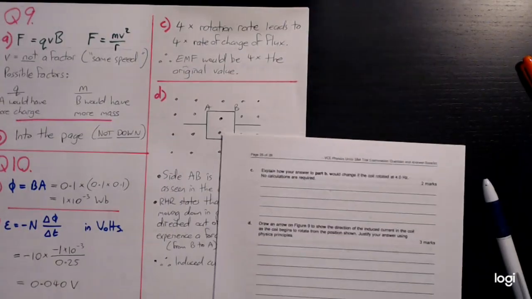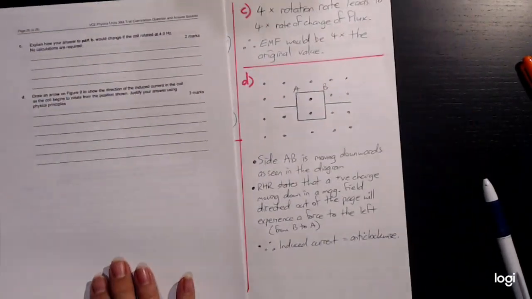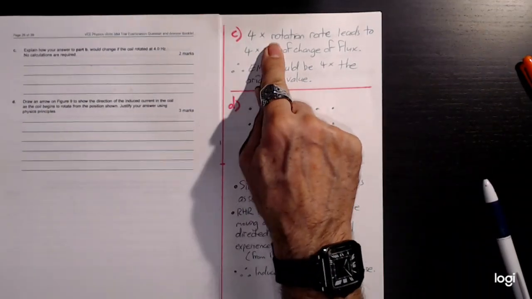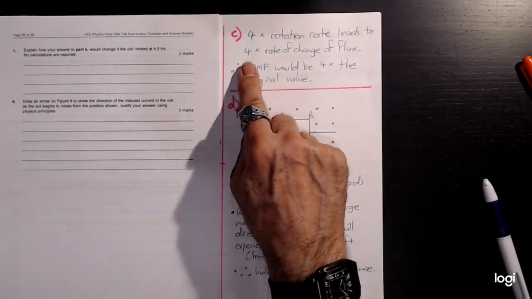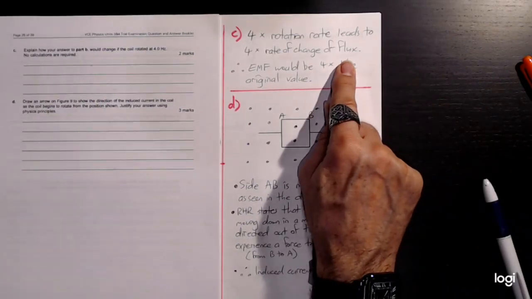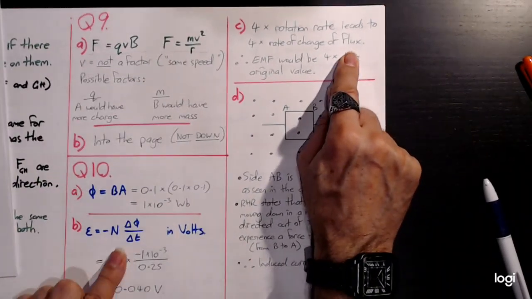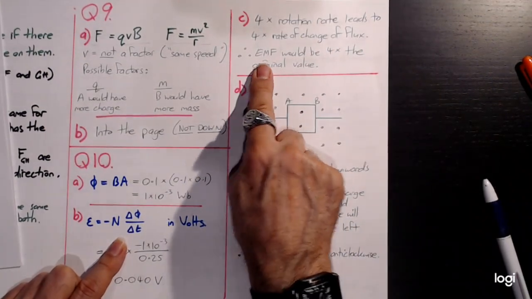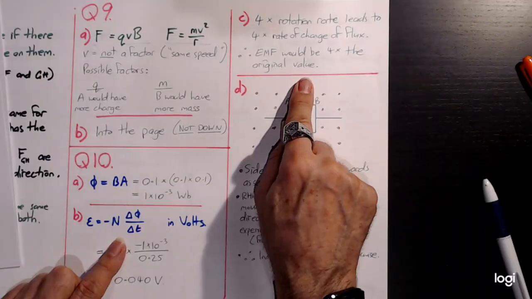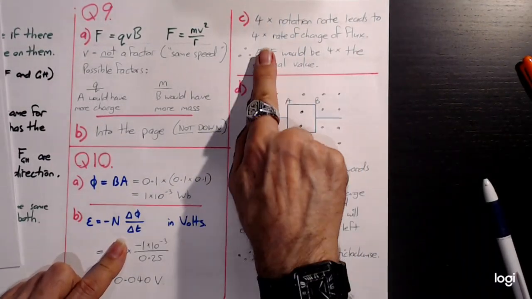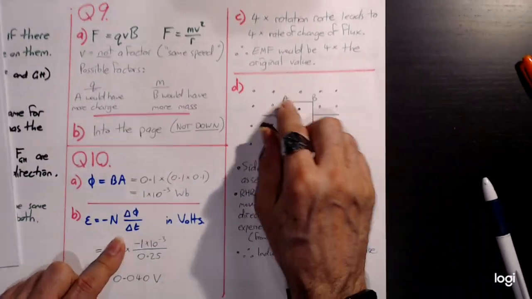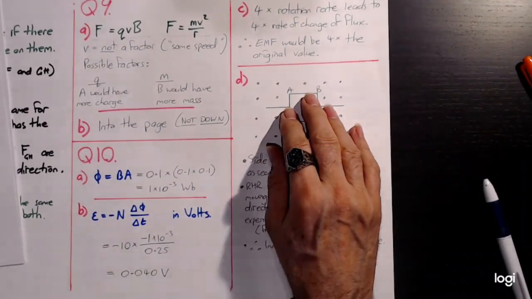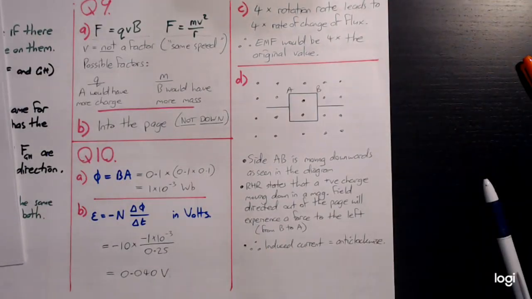So here's how you go. This is an answer with no calculations. 4 times the rotation rate leads to 4 times the rate of change of flux. You can quote the formula again if you need to. And you're just therefore saying, therefore, EMF would be 4 times the original value. I didn't calculate anything there. I just said that everything would be times 4. That's all you have to do. So don't waste your time with calculations.